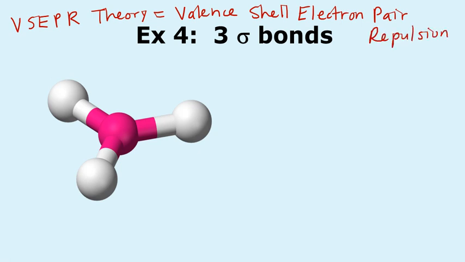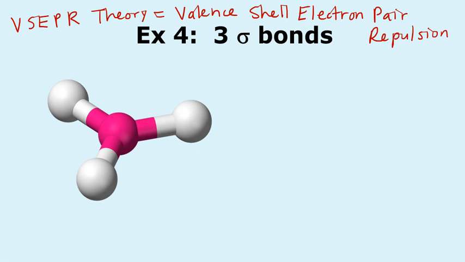And basically it says that these electron pairs that are participating in bonding repel. They try to get as far away from each other as possible. And so that's why we can predict that the tetrahedral bond angle is going to be 109.5.